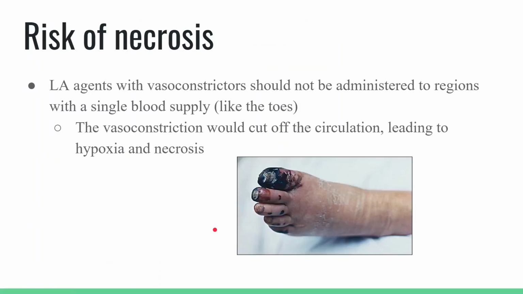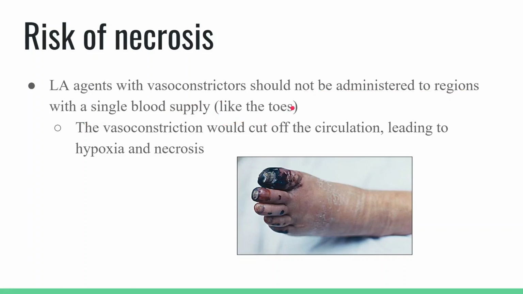Well, there's one potential drawback, is that there's a risk of necrosis, especially when you're talking about an area that has a poor blood supply or a single blood supply. You have to be very careful. Local anesthetic agents with vasoconstrictors should not be administered to regions with a single blood supply like the toes.